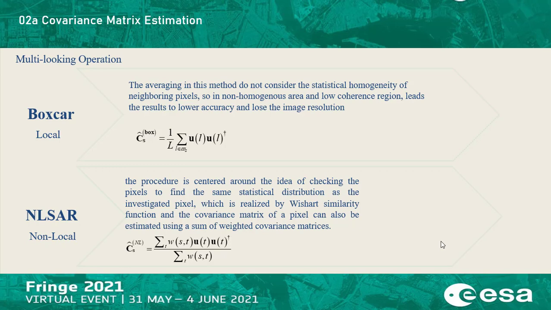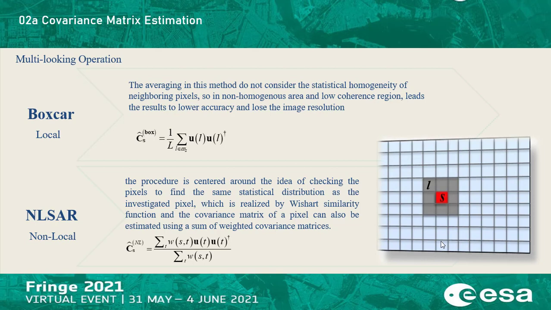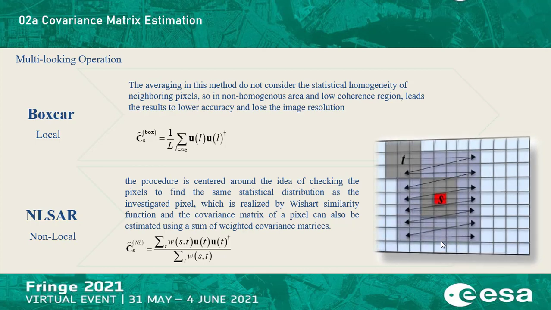In this implementation, I use boxcar as a local method and NLSR as one of the efficient non-local methods. The boxcar, a fixed size window, is centered around each pixel, and the averaging in this method does not consider the statistical homogeneity of neighboring pixels. So in non-homogeneous areas and low coherence regions, it may lead to lower accuracy and loss of image resolution. To tackle these problems, we use the efficient non-local method called NLSR, and in this method the procedure is centered around the idea of checking the pixels to find the same statistical distribution as the investigated pixel. Then the covariance matrix can be estimated using a sum of weighted covariance matrices.